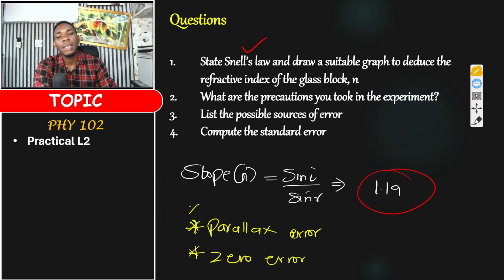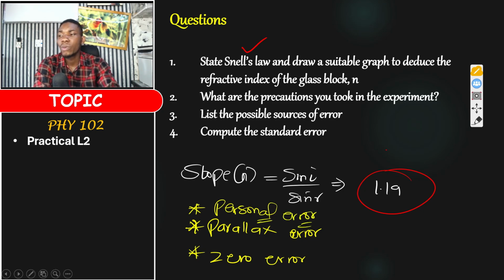Then you have personal error from the ineptitude of the experimenter. When you talk about ineptitude, you are talking about the skillfulness of the experimenter. And then also random error. Random errors are errors that you cannot really pinpoint as what is actually causing it. The environmental condition could cause random error, and so on and so forth. And then systematic error: the method you use for the practical might also be a source of error.